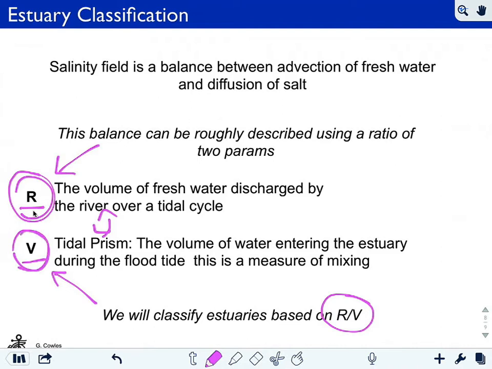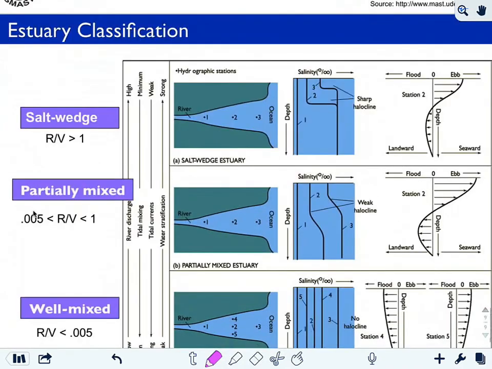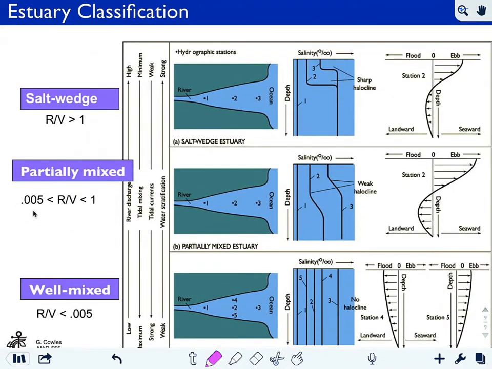V is a tidal signal. So we know even over the course of a 14-day cycle, you can have a large range in the tides due to the spring neap variation. We're going to classify based on three ranges for this R over V parameter. Again, R is the river discharge, the volume of river water introduced over a tidal cycle, and V is the tidal prism.